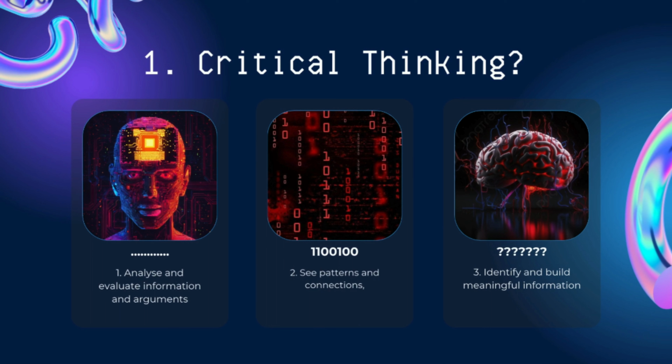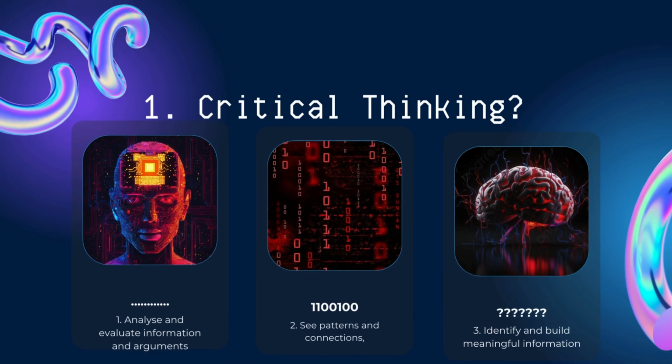And lastly, identify and build meaningful information. This skill involves transforming raw information into something useful and understandable. It includes identifying key points, summarizing, and building knowledge or understanding. This skill enables you to learn efficiently and effectively, communicate clearly, and solve problems efficiently.